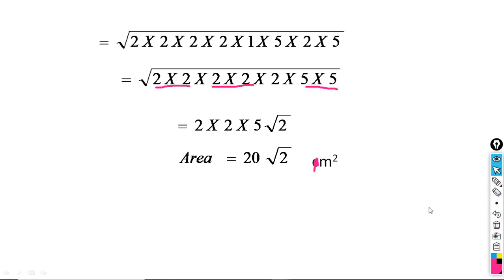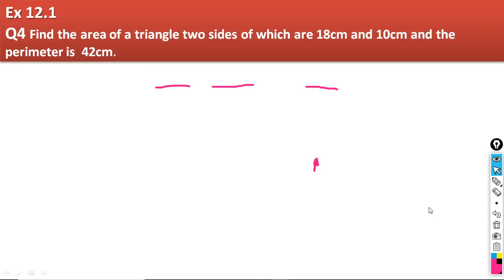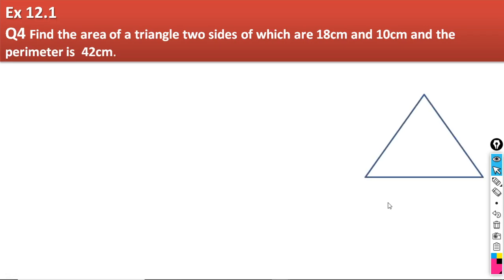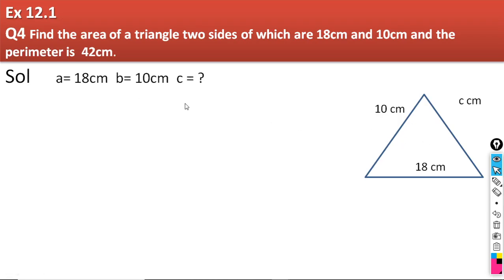Let us discuss another problem. In this problem, it is asked to find the area of a triangle whose sides are 18 and 10 and the perimeter is given 42. Since perimeter is given 42, so third side, if first is 18, second is 10, third we consider C centimeter. And we are going to find third side by perimeter. 18 plus 10 plus C is 42.